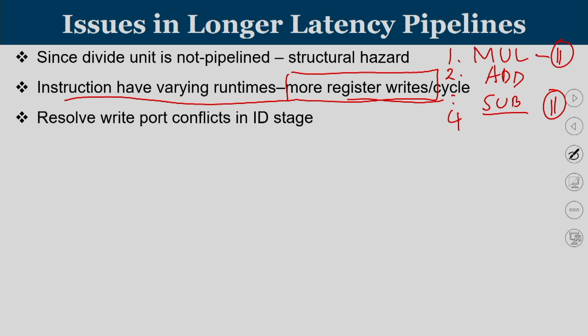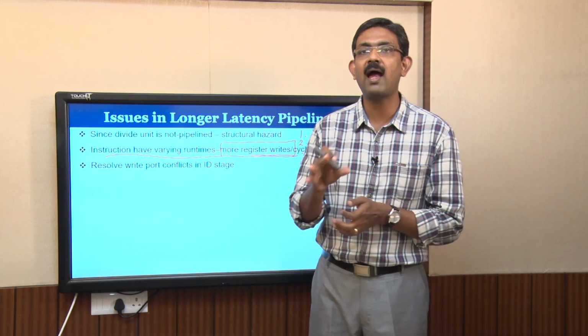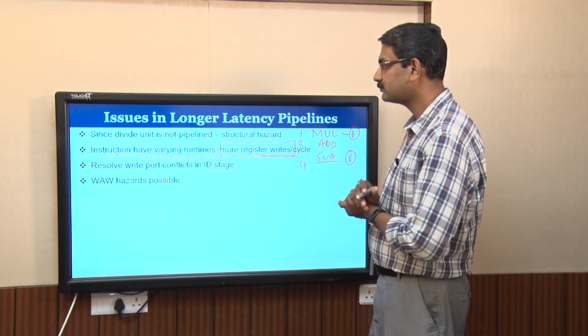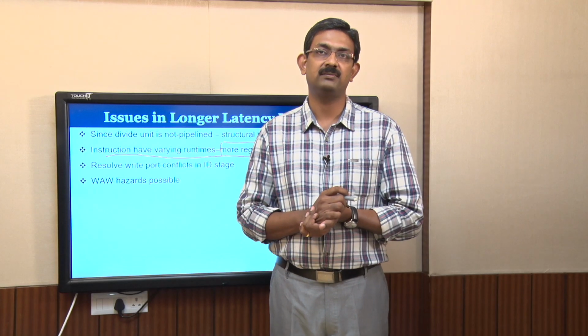This kind of adjustment should be done as early as in the decode stage itself. So I have to add some extra stalls such that no 2 instructions will reach the write back stage at the same time. The third one is WAW hazard. What do you mean by a WAW hazard?